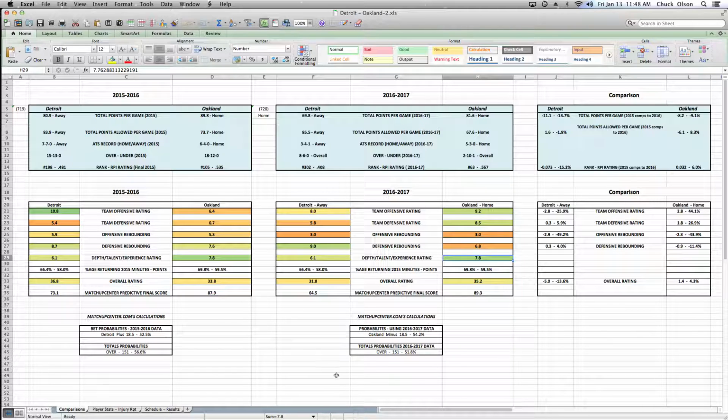And now we go further down. The overall rating is just a combination of all these above, which shows that Oakland's number is up and Detroit's number is down. No surprise. And this final number, again, is the math that we saw before. But now we have confirmed this math with all these numbers at this point.